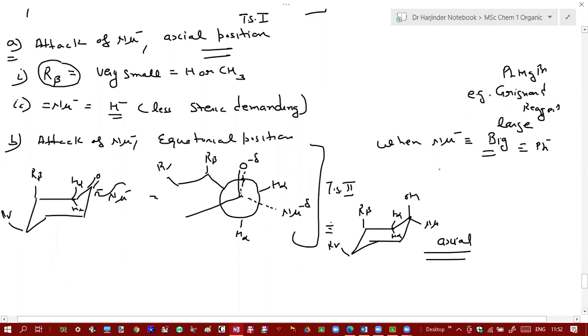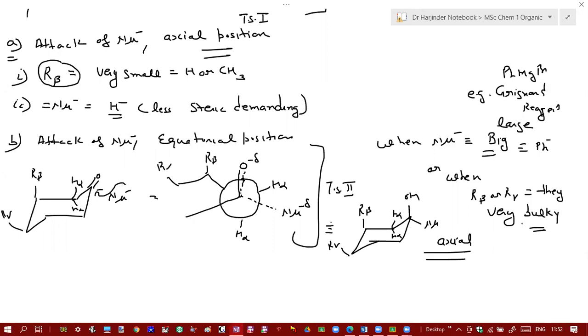Or when R beta or R gamma are very bulky, in that case also this transition state will be more stable compared to the first one, where attack takes place from the axial position. So you can get either the equatorial alcohol or the axial alcohol depending upon the nature of the nucleophile added to the carbonyl group as well as the nature of the substituent group. So you can get either product.